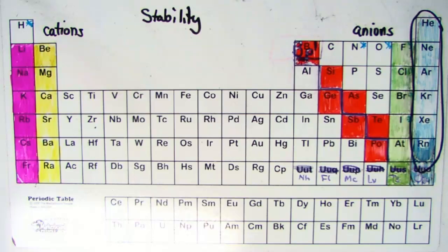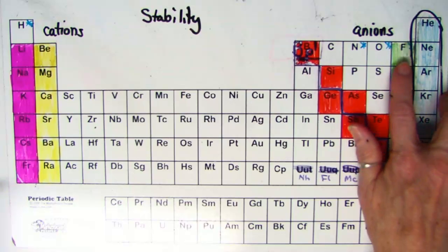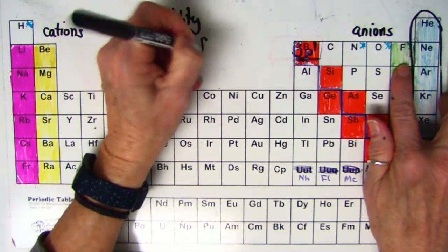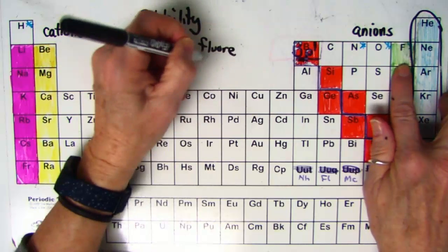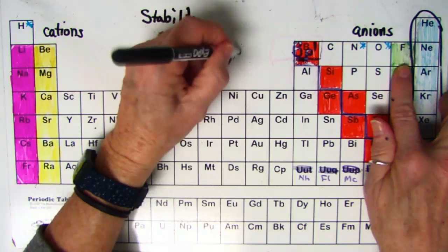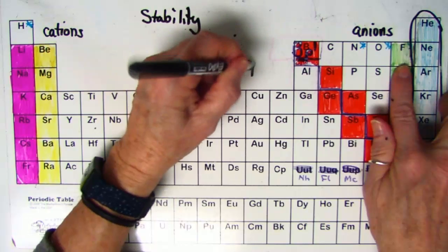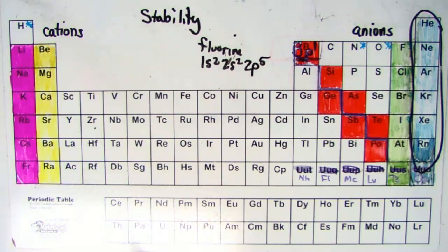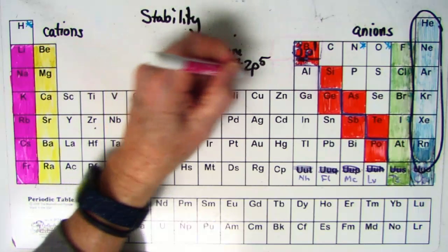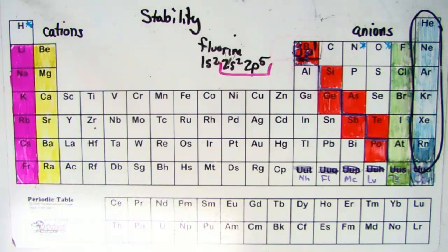Okay, so the anions, the reason why they get charged is because they again want to become just like the next noble gas, which is at the end of that row. So let's talk about fluorine first. We know that fluorine has an electron configuration of 1s2, 2s2, 2p5. Now we know that fluorine is not filled because you can see there's only 7 valence electrons there.